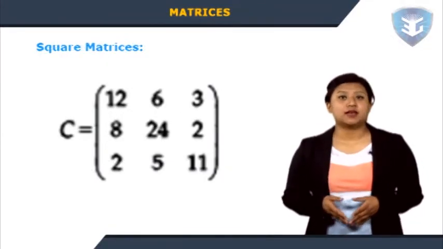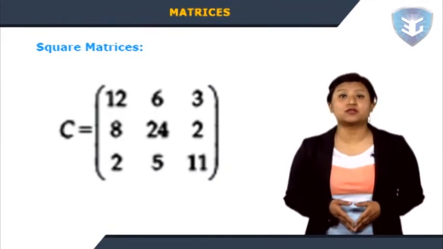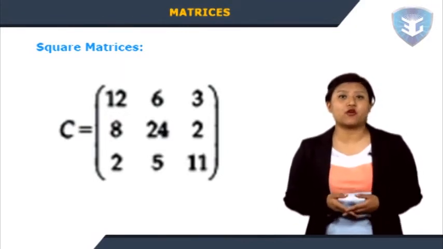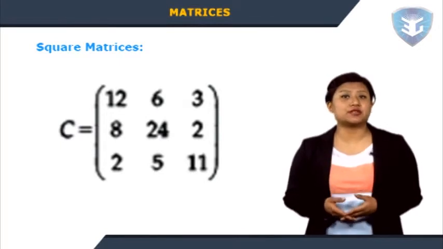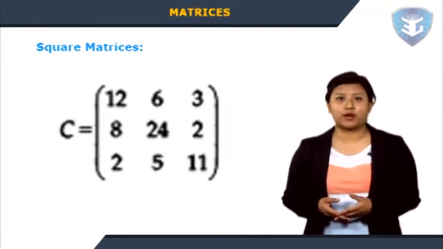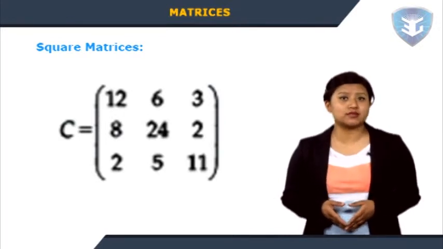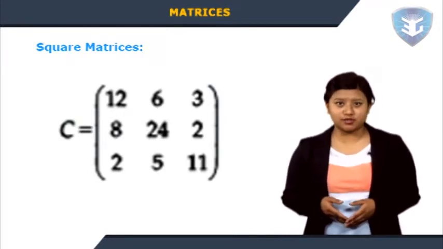Square matrices. The case m equals n is important in practical applications. Such matrices are called square matrices of order n. Matrices for which m is not equal to n are called non-square. Square matrices enjoy certain properties not shared by non-square matrices, such as the symmetry and anti-symmetry conditions.